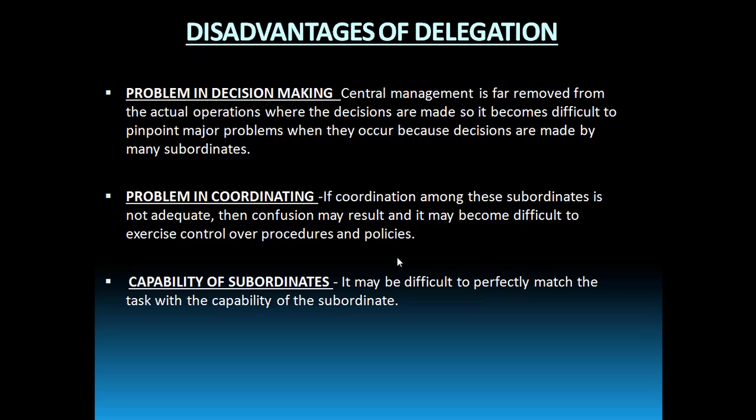The second is problem in coordinating. If coordination among these subordinates is not adequate, then confusion may result and it may become difficult to exercise control over procedures and policies. Now, in my previous video, I discussed span of control. Span of control is the number of subordinates which a manager can manage under him, right? Let's take an example that a manager has 4 subordinates under him. So his span of control is 4. Now the manager has 100% of work, so he assigns 40% of the job to his subordinates. So 10% of the job each subordinate has to do.